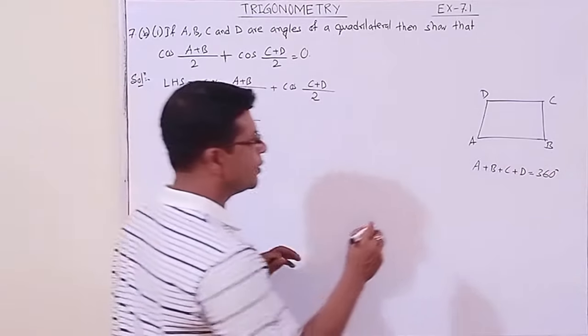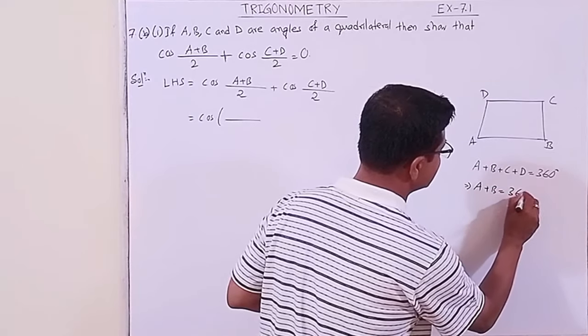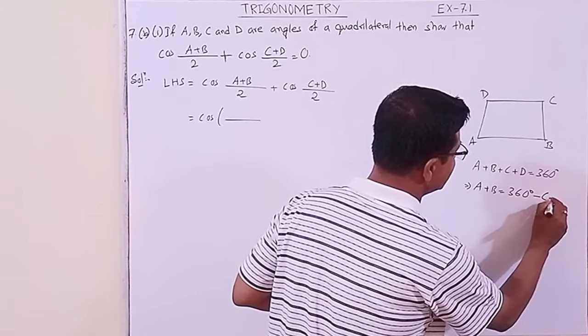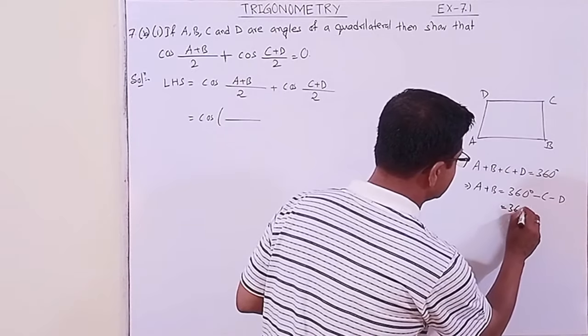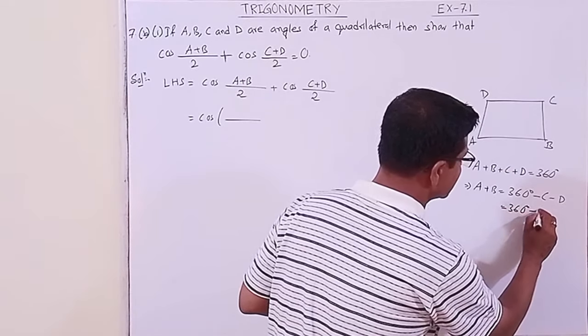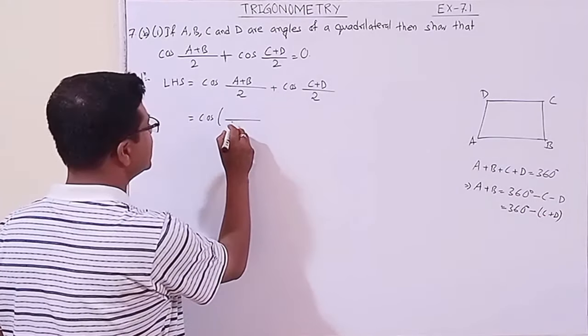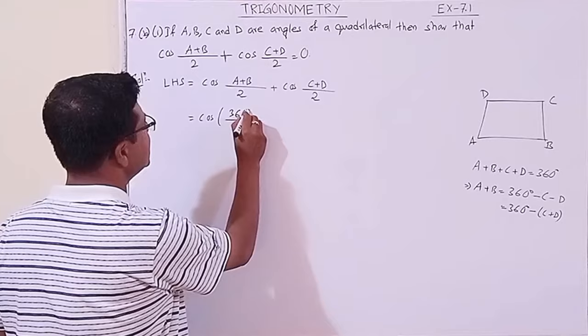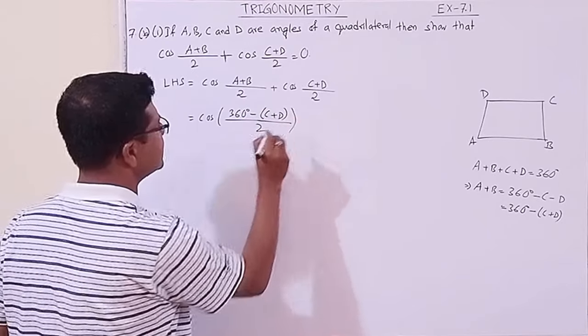Now we need A plus B. So what is A plus B? A plus B is 360 degrees minus C minus D. Isn't it? So this A plus B can also be written as 360 degrees, if we take minus common, minus (C plus D). This part let us write here. So what we have got: 360 degrees minus (C plus D) divided by 2.